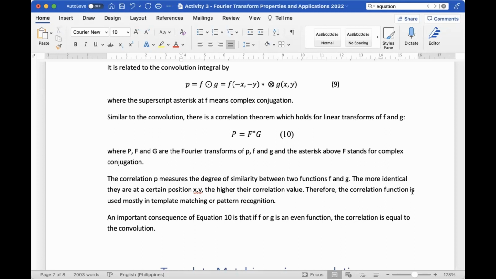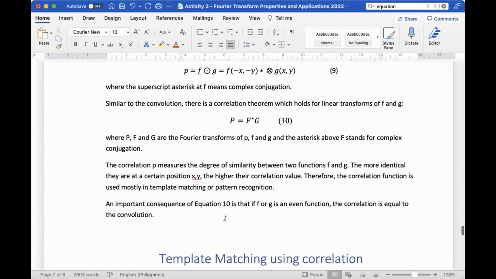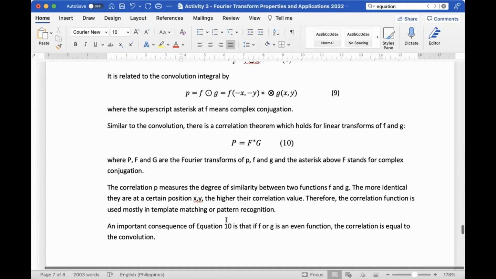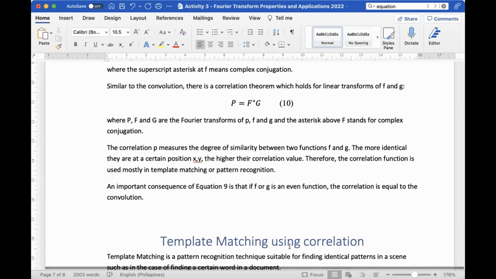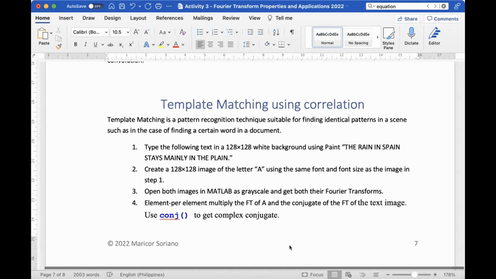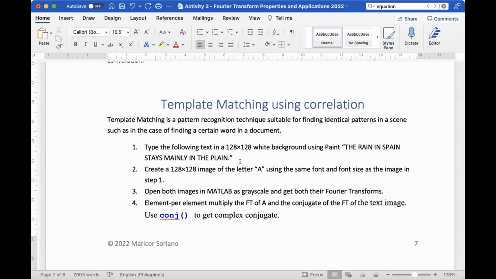Therefore, the correlation function is used mostly in template matching or pattern recognition. So an important consequence of equation 9 is that if F or G, if any of them are even functions, the correlation is equal to the convolution. Okay? So, ito, pattern recognition tayo using Fourier transform. Template matching using correlation. Okay, template matching is a pattern recognition technique suitable for finding identical patterns in a scene, such as in the case of finding a certain word in a document or a certain symbol.